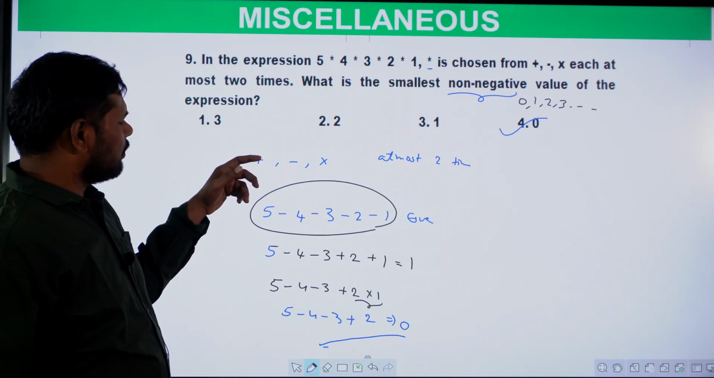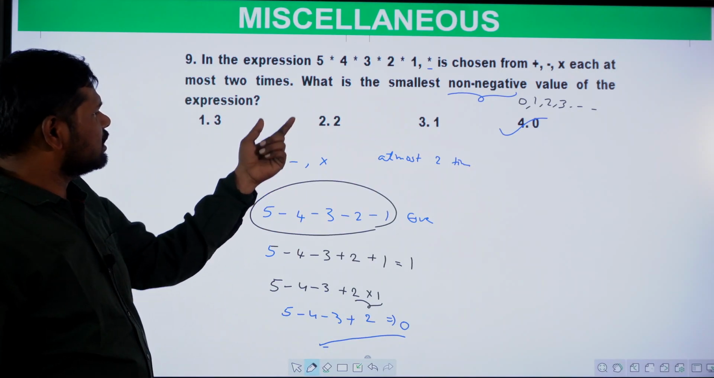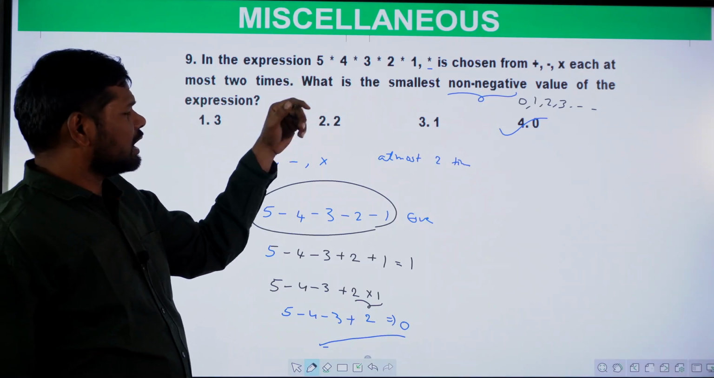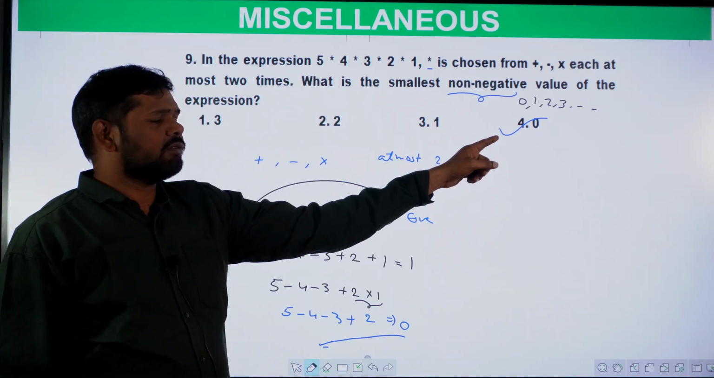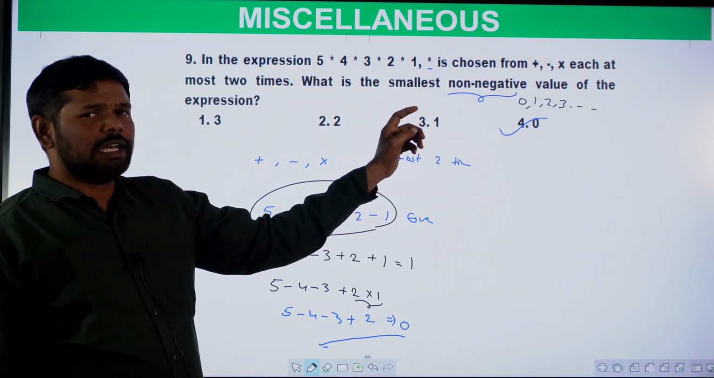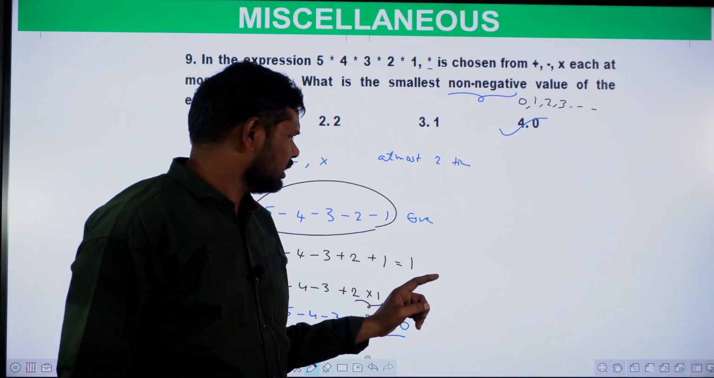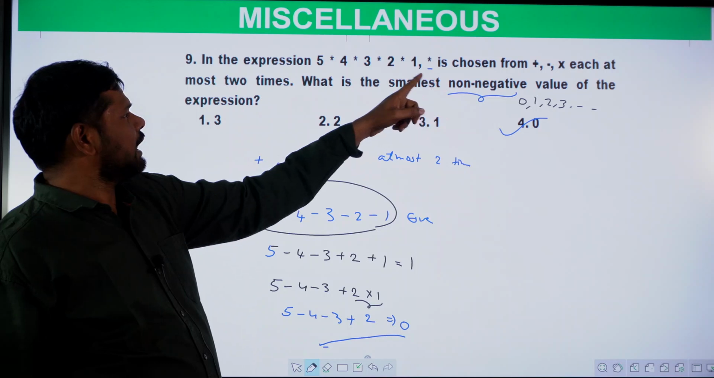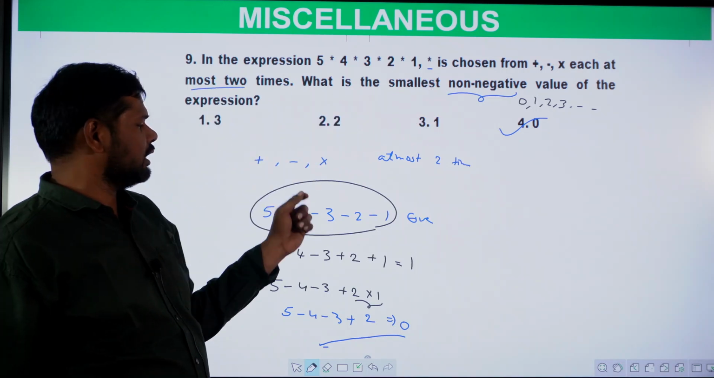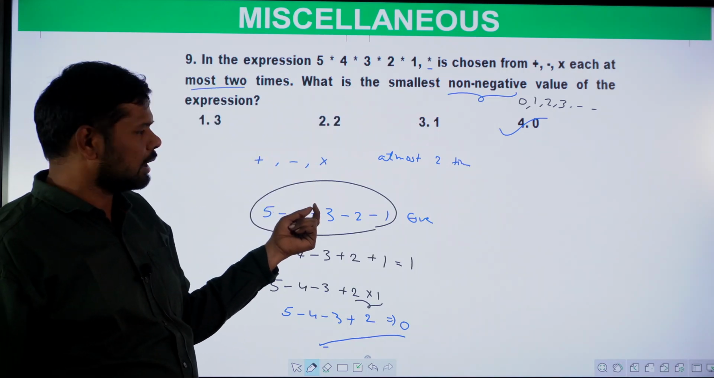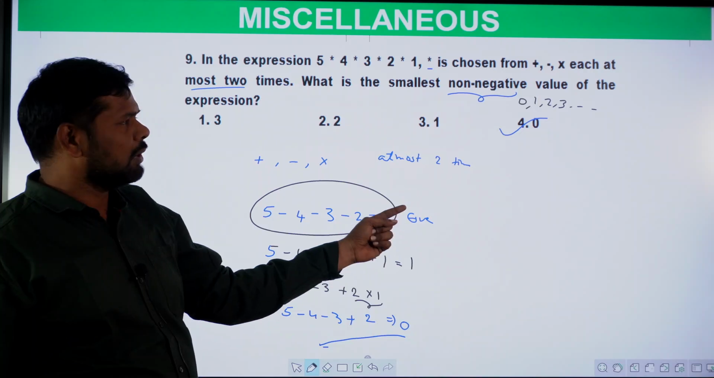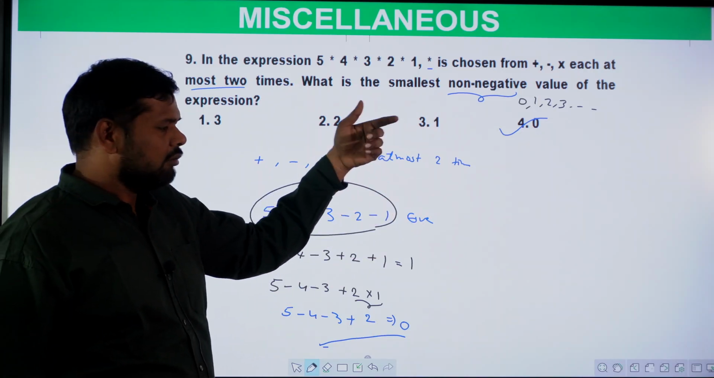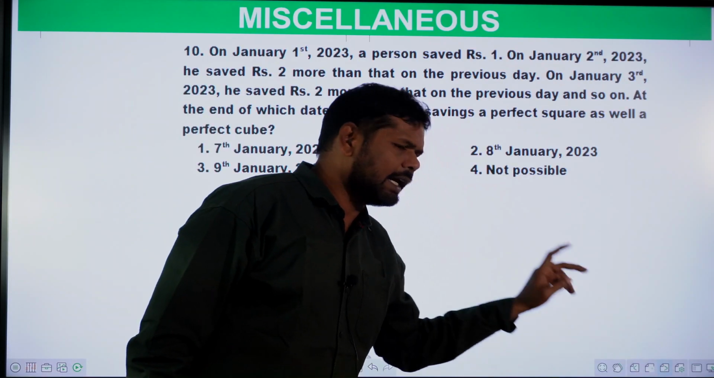You just need to apply those symbols in place of the star. Just analyze: if there is a chance of getting 0, that is the answer, because the non-negative least number is 0. In the first case, if I use all minus, the result is negative, but in the question they said at most 2 times. Here we used more than 2 times, and the result is also negative. But they are asking non-negative, which means from 0 onwards. Again, a very simple question.